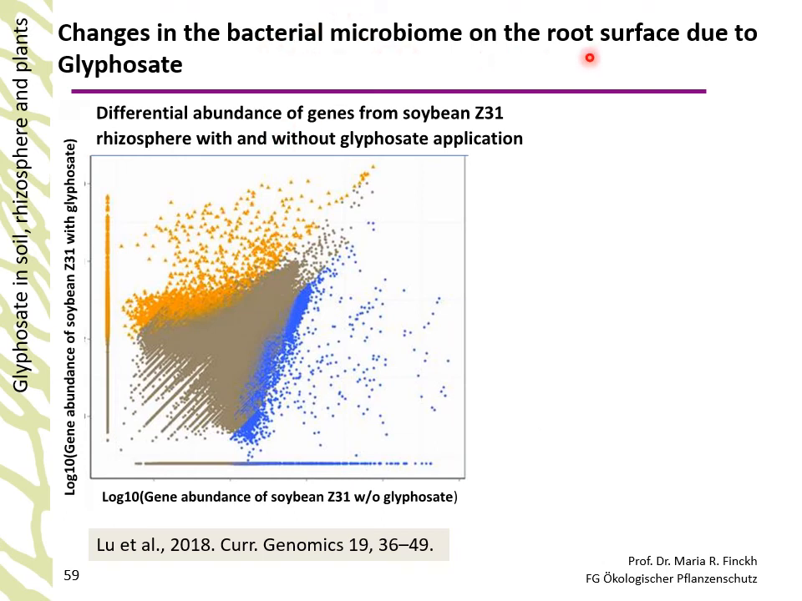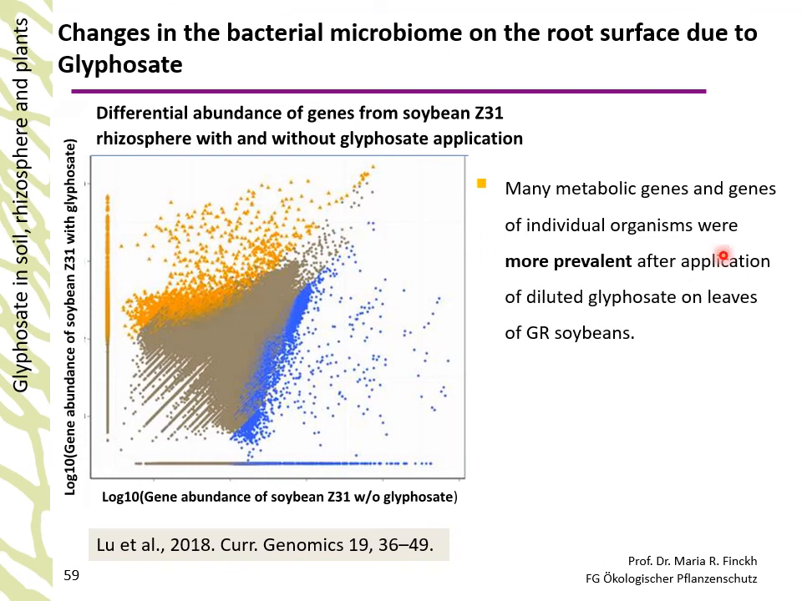Bacterial microbiomes on the root surface have been checked lately. So in this paper, this is the gene abundance of soybean Z31 that was treated with glyphosate, and this is the gene abundance of soybean Z31 that was not treated with glyphosate. You can see the untreated had a different microbiome than the treated one. Certain overlap, of course, all that is brown, but the blue are only for the untreated, the yellow ones only for the treated ones.